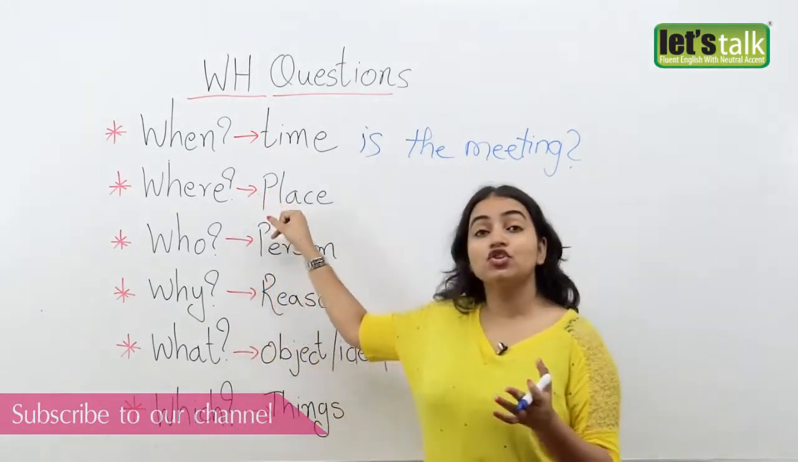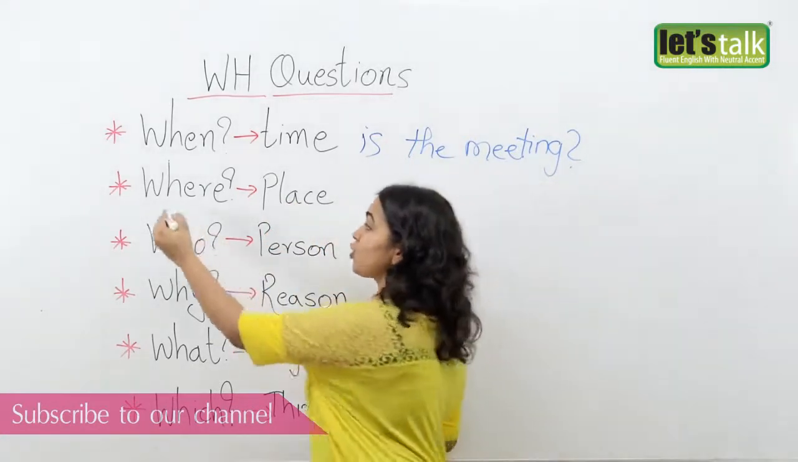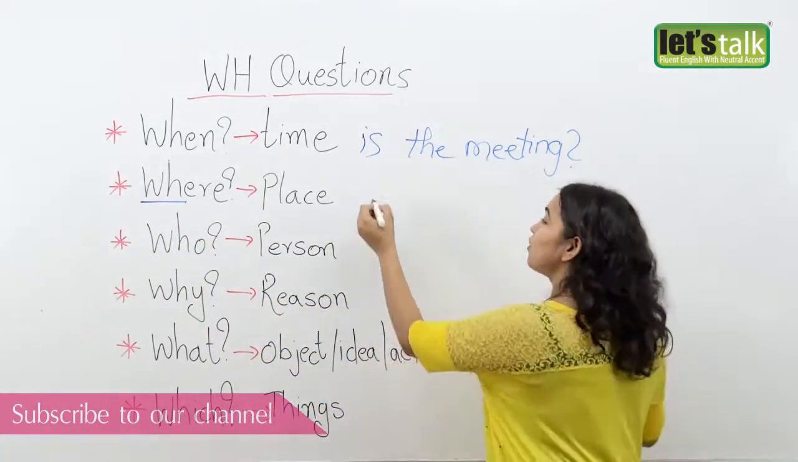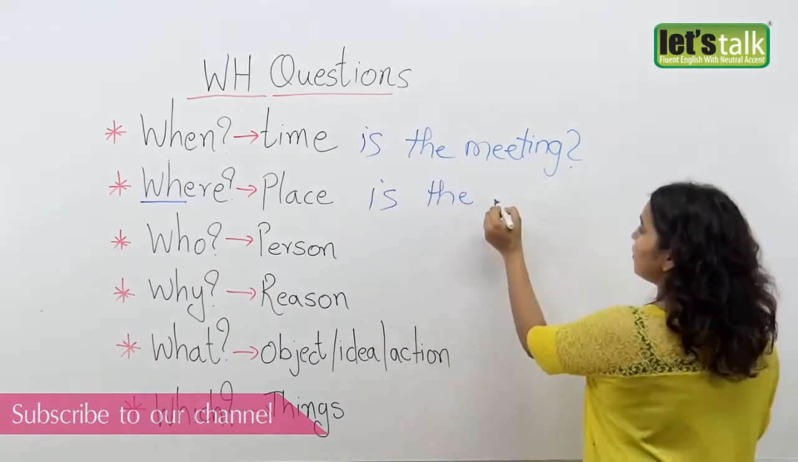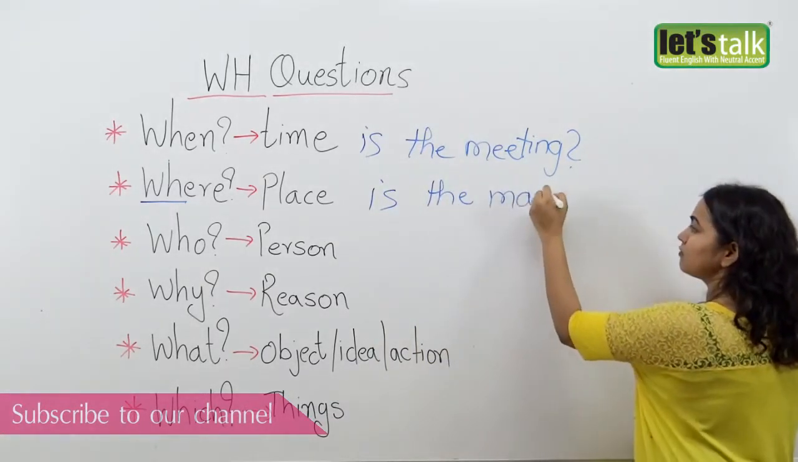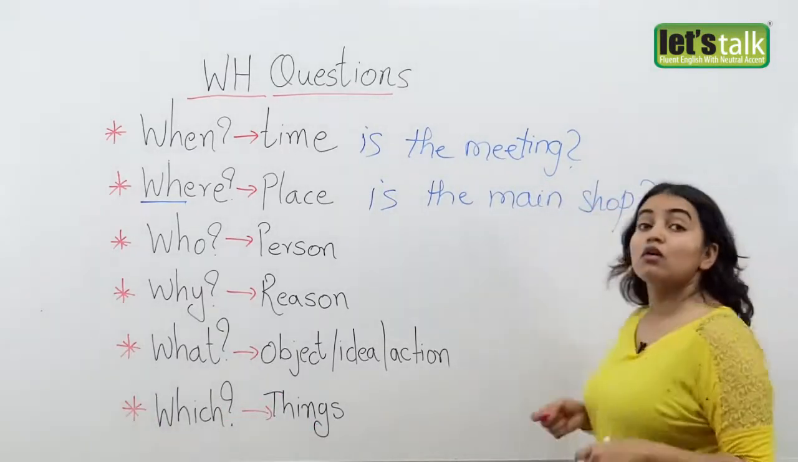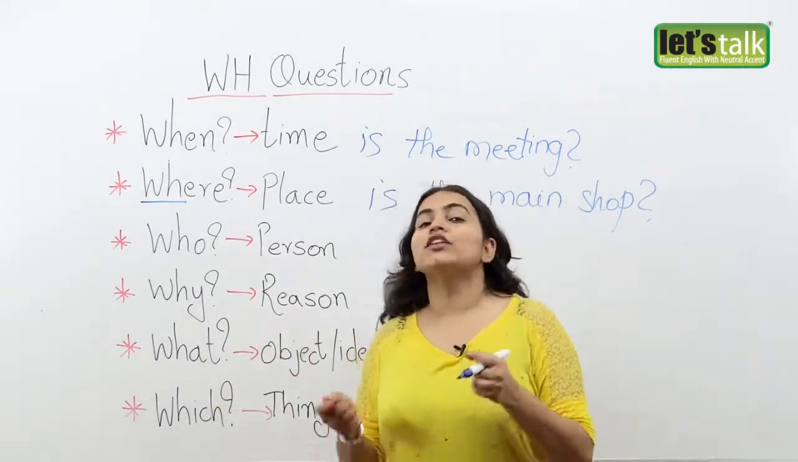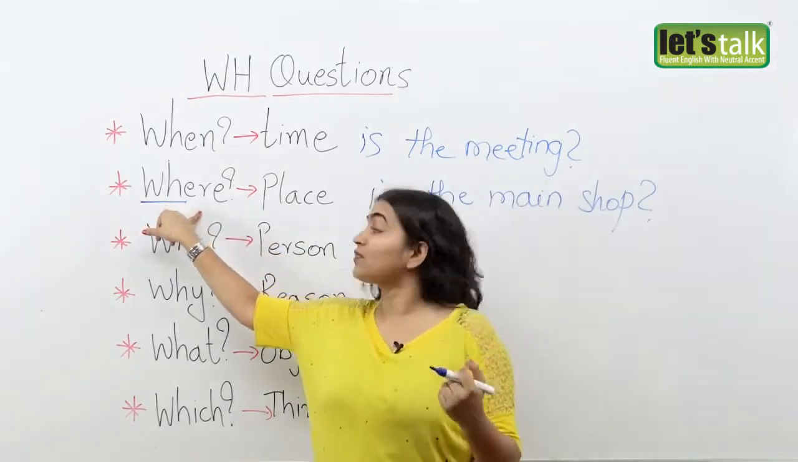Our next WH question talks about place. And whenever you want to know the place, you always use the WH question called where. So I could say, where is the main shop? Or where is the restaurant? Or where is Starbucks? So when you want to know the place, you will always use the word where.